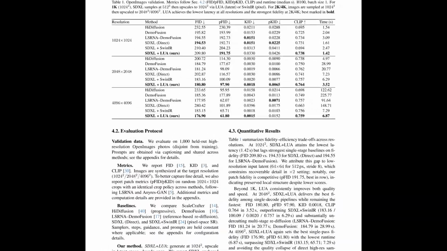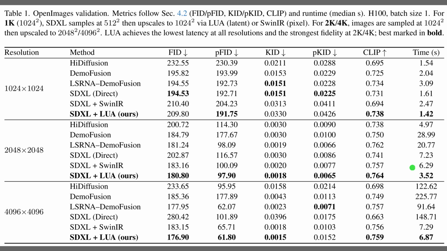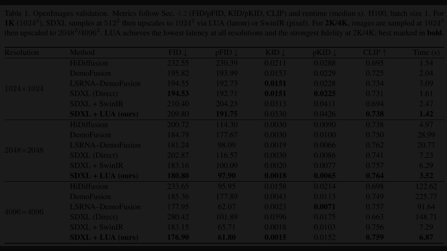So Table 1 reports fidelity and latency across resolutions, giving a head-to-head view of methods. It shows the latent upscaler adapter is the fastest at 1 kilopixel. The direct decoding has stronger FID, where lower means the images look closer to real photos. At 2 kilopixel, it leads on speed and quality because operating in latent space avoids heavy pixel processing. The FID settles around 181. At 4 kilopixel, it remains fastest and posts the best patch fidelity, with PFID near 62.